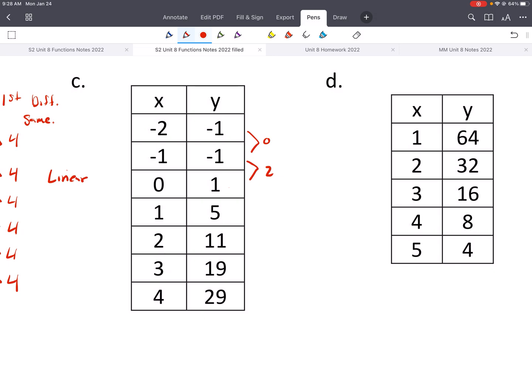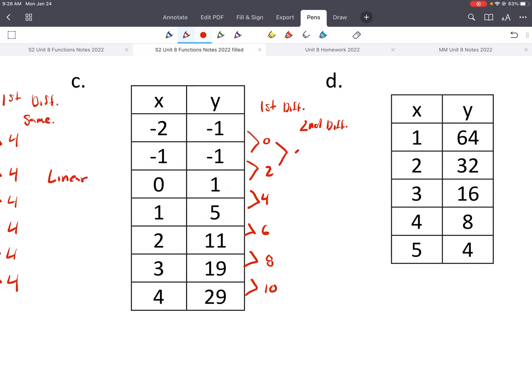So 5 minus 1 is 4. 11 minus 5 is 6. 19 minus 11 is 8. And 29 minus 19 is 10. So you may notice, if we have our first difference, that there is a pattern here, okay? But they're not the same, so we know it's not linear. So if we see a pattern and it's not linear, what we're going to do is called the second difference.